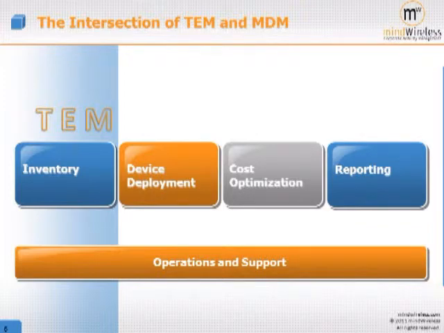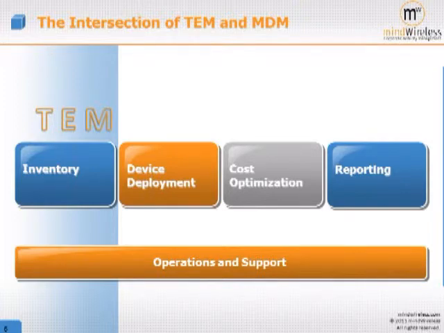Cost optimization helps reduce costs by optimizing plans and features on each device. And reporting helps organizations see a full picture of wireless costs across your population of devices. Supporting each of these processes is an account management team that includes help desk support available for each wireless user. Software also typically aids each of the processes listed in a TEM solution.